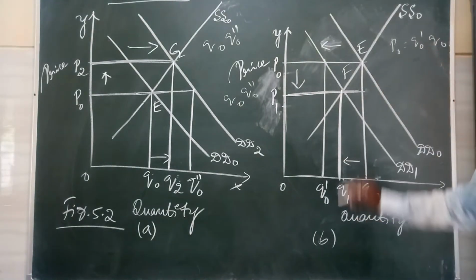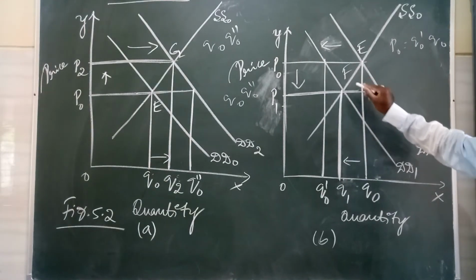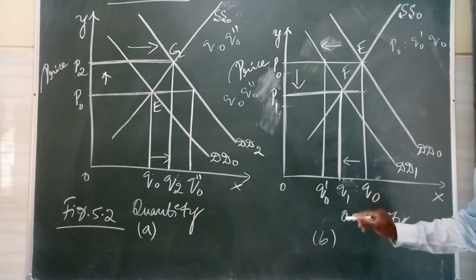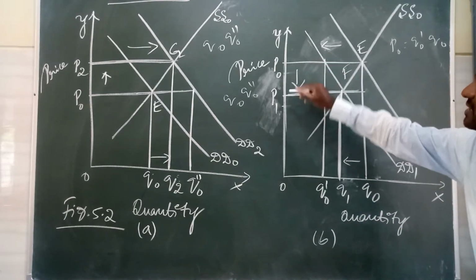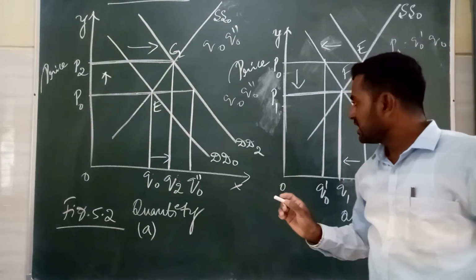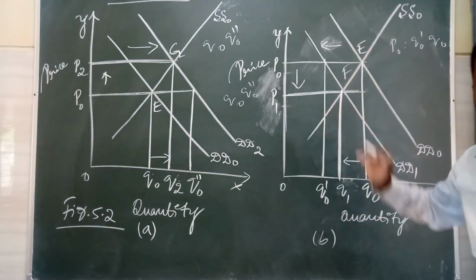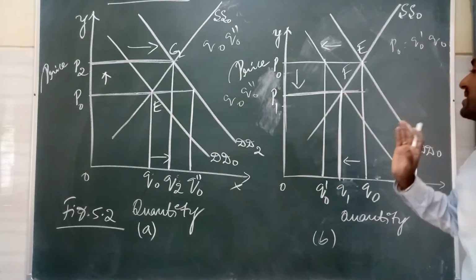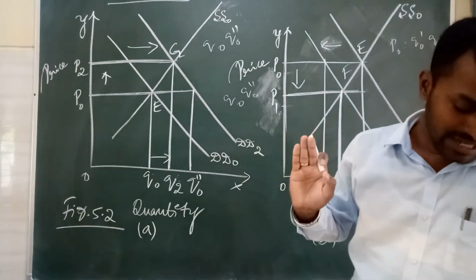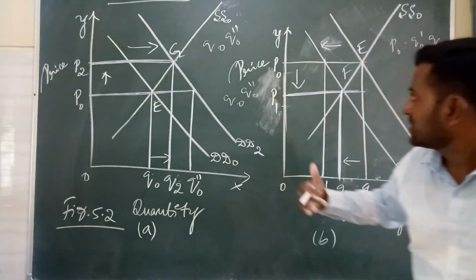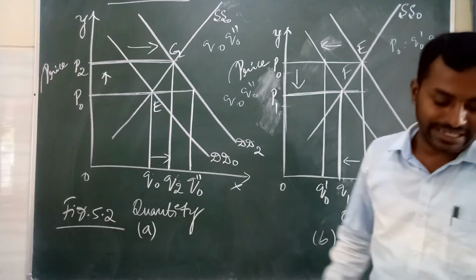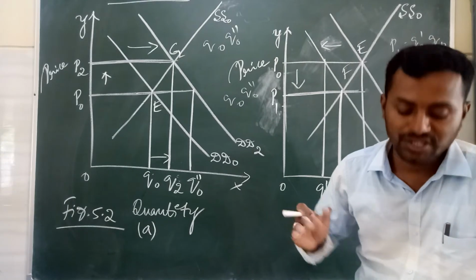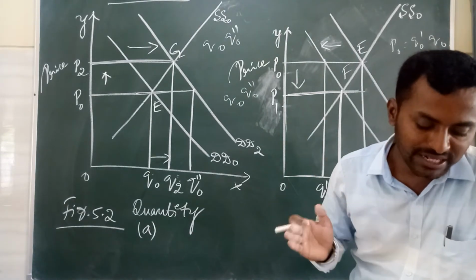At the new equilibrium point F, the quantity Q1 is less than Q0, and the price P1 is less than P0. The quantity decreases, and the price also decreases at the new equilibrium point. When the price decreases, the quantity also decreases at the new equilibrium point F. Notice that the direction of change in equilibrium price and quantity is the same.